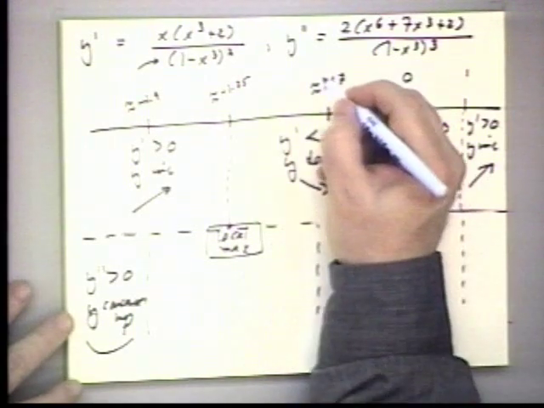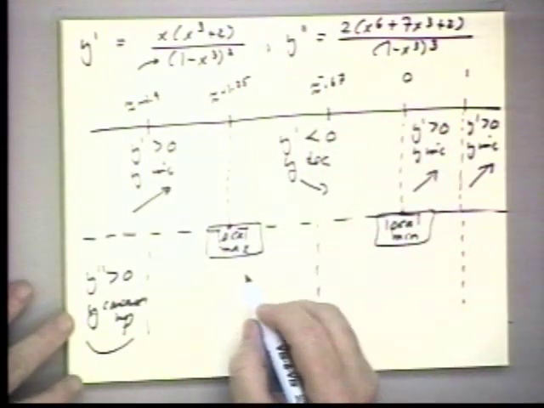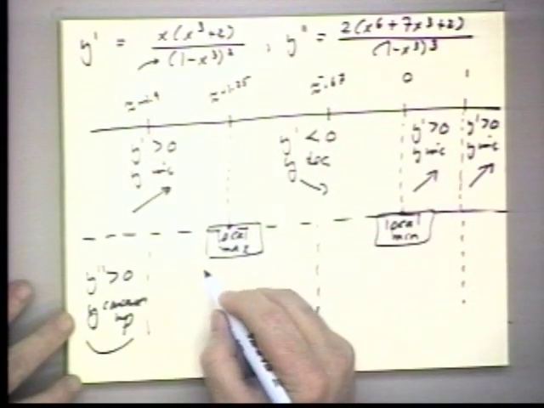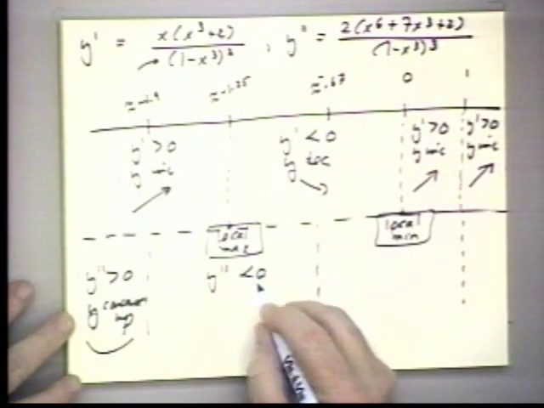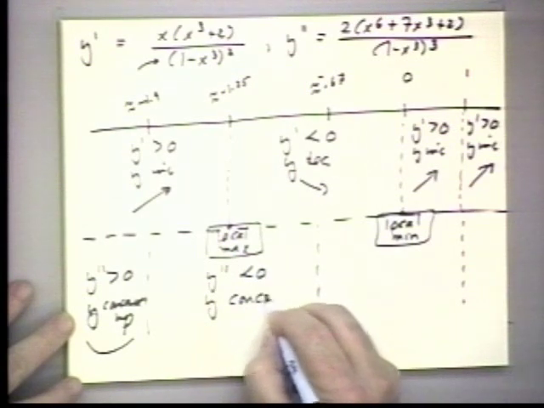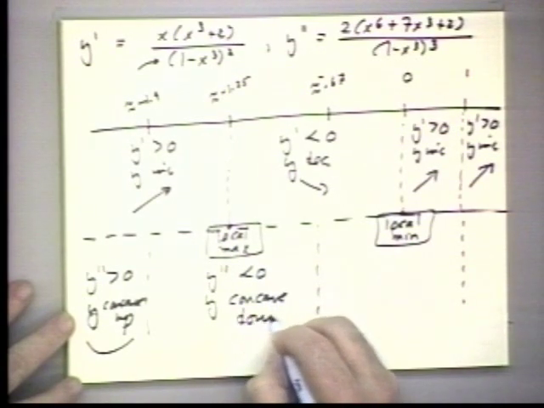And let's see, I should have minus 0.67 up here, sorry. Then minus 1 would be a nice number to choose. You put that up here, you'll see that the second derivative is less than 0. So y is concave down.